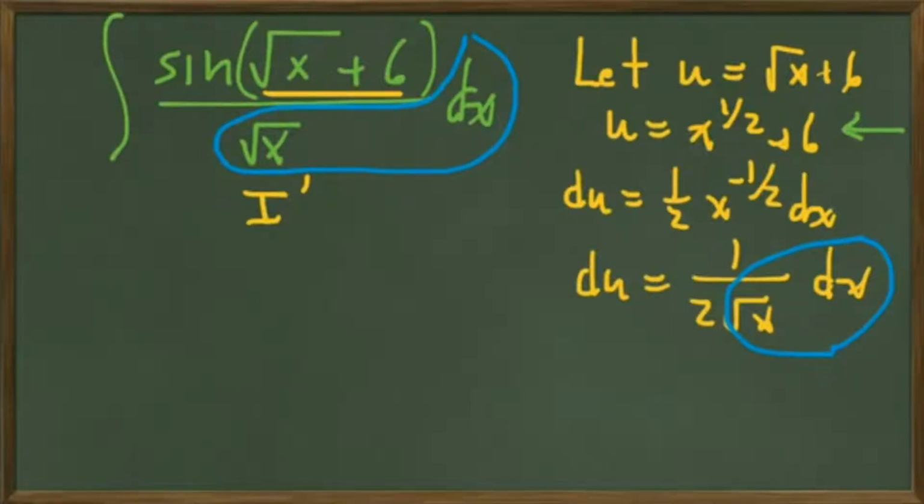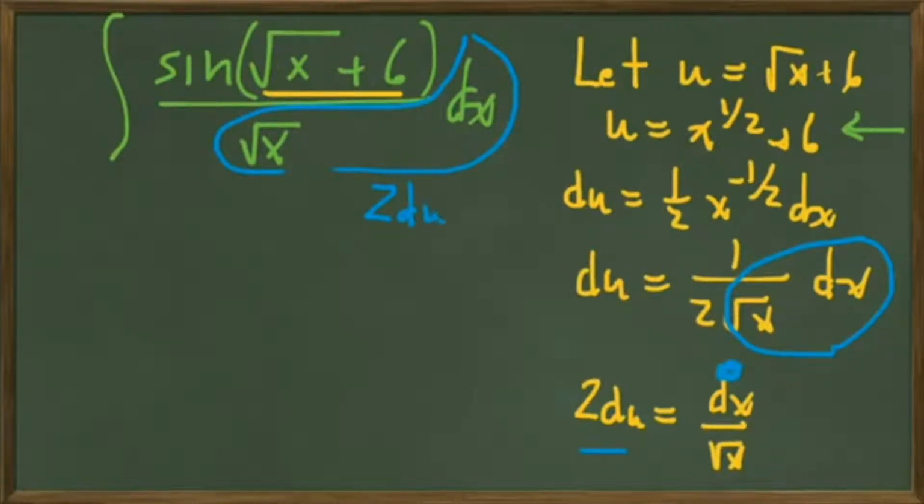So what are we going to do? We're going to do what to both sides? Right, we'll multiply by 2. So the thing we want, dx over square root of x, becomes 2 du. Let's tag this as 2 du, and then everything else is sine of u. So we have this much simpler integral, sine of u du, and whenever we have a constant inside an integral, such as this 2, we can bring those constants outside of our integral.